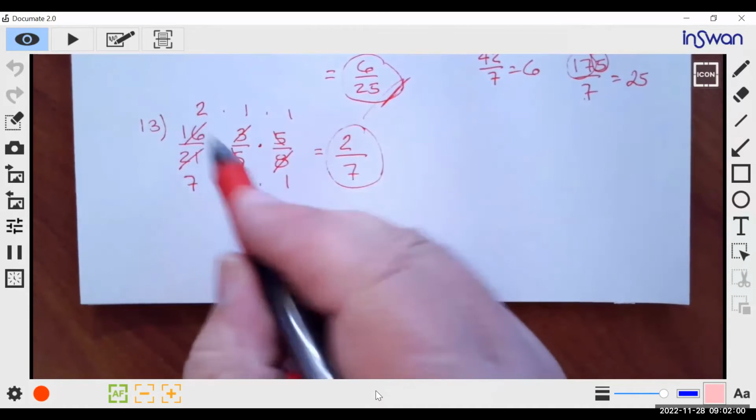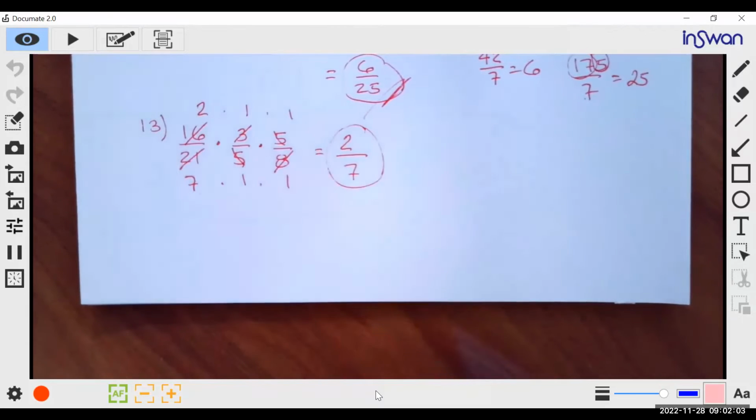Because it doesn't have to be top and bottom, it could be all the way across the whole equation, as long as any number on top cancels with any number on the bottom.